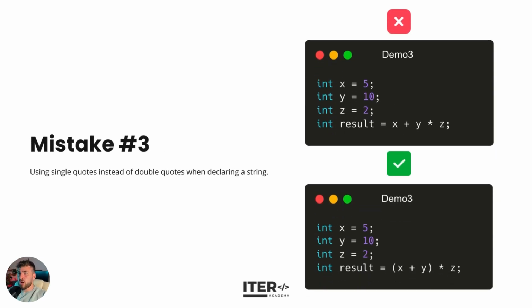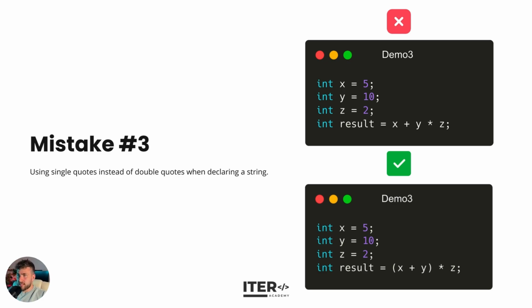Another pitfall to watch out for is not using parentheses to specify the order of operations in an expression. For example, the following code will return a different value than intended if we want to perform addition first. So let's look at the demo 3 from the top.